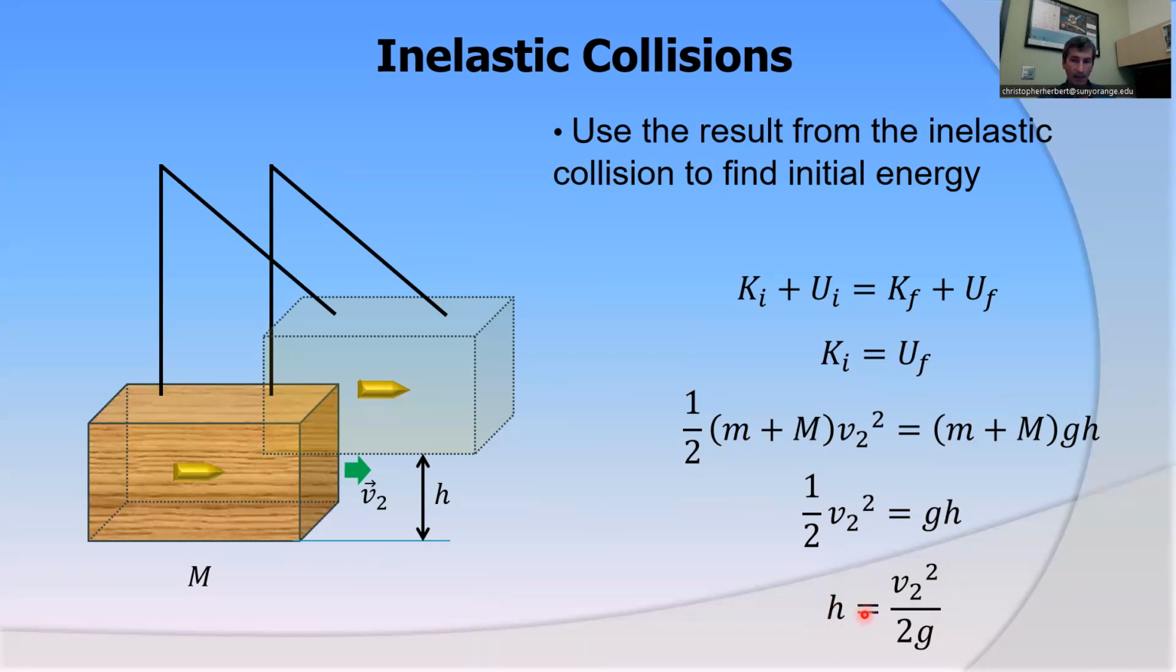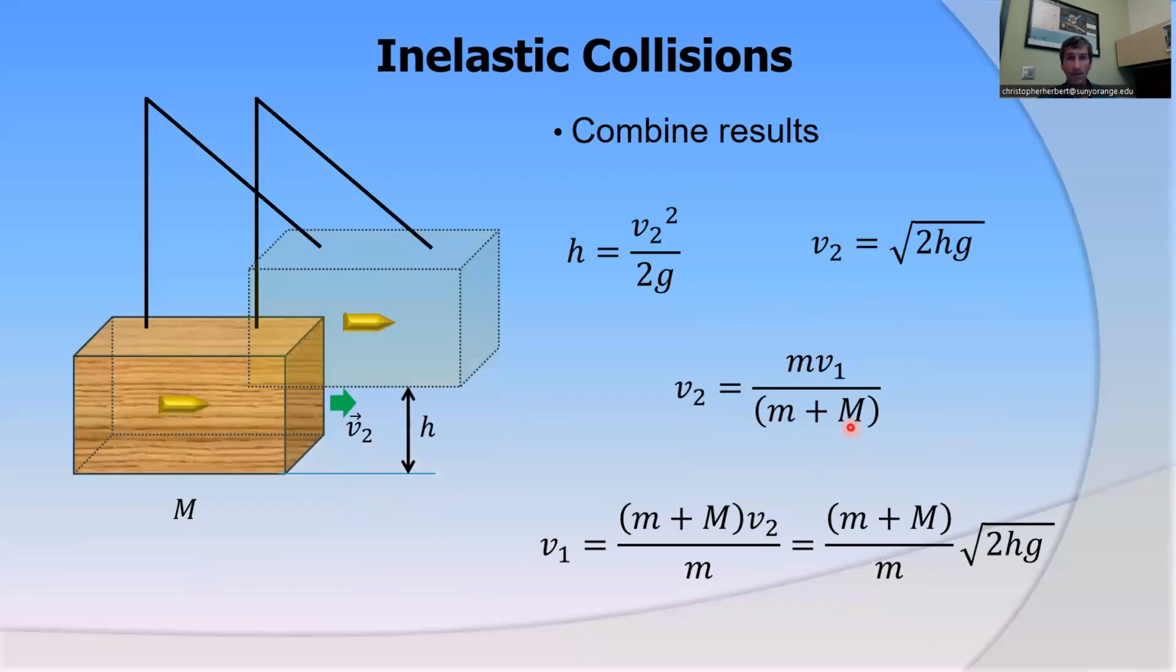So how do I get from this height to my v1 again? Well, I simply work backwards. If this is my height, then the velocity of the bullet and block at the bottom of the swing was the square root of 2gh. And I know that v2 was also equal to m v1 divided by (small m plus big M). So I'm going to set these two equations equal to one another and solve for v1.